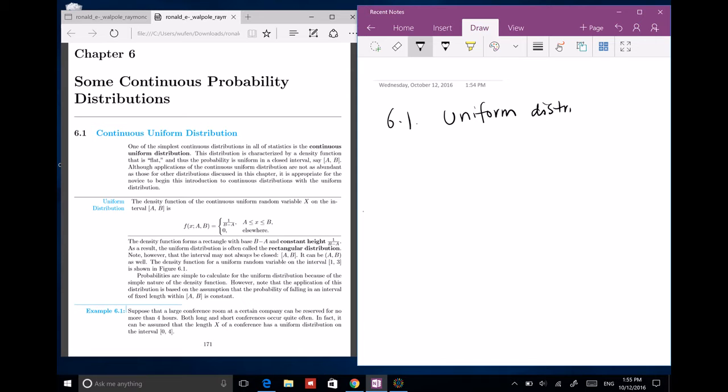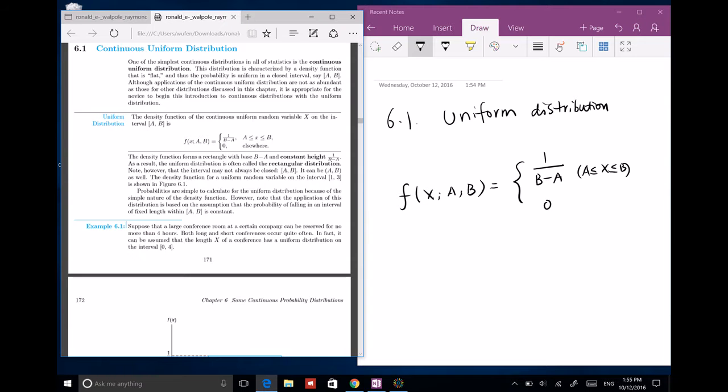The uniform distribution is actually pretty simple. Given the left endpoint a and right endpoint b, the probability is uniform, which means it is the same everywhere. The density is 1 over b minus a for x between a and b, and 0 otherwise. This is the uniform distribution.